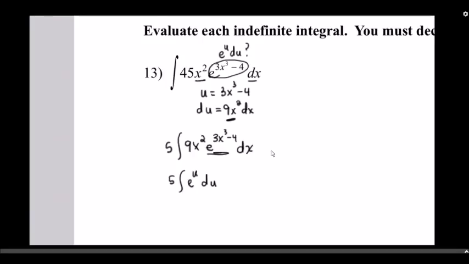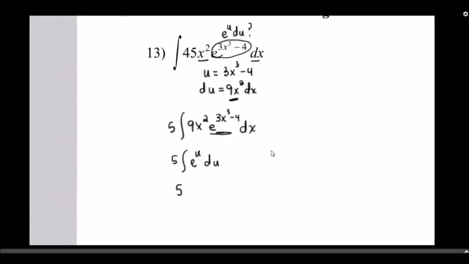And if you remember, because I hope you do, this is an easy one to remember, the integral of e to the u is just e to the u. So the antiderivative is 5 e to the u plus c, or 5 e to the 3x cubed minus 4, plus c.